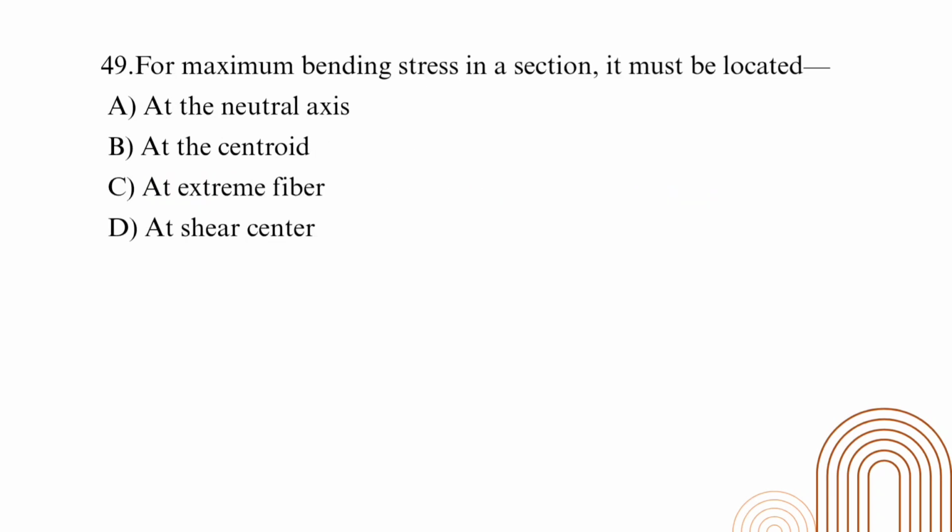Now the next question number 49. For maximum bending stress in a section, it must be located, and options are A, at the neutral axis, option B, at the centroid, option C, at extreme fiber, and option D, at shear center. And the correct answer is option C, at extreme fiber. For maximum bending stress in a section, it must be located at extreme fiber.